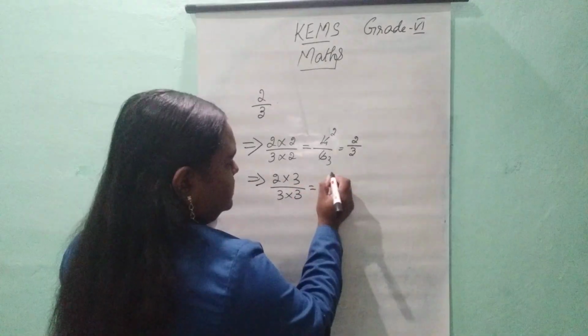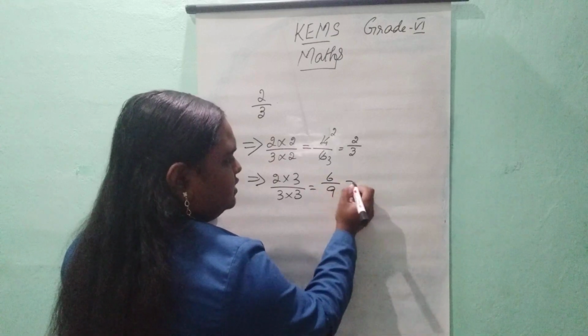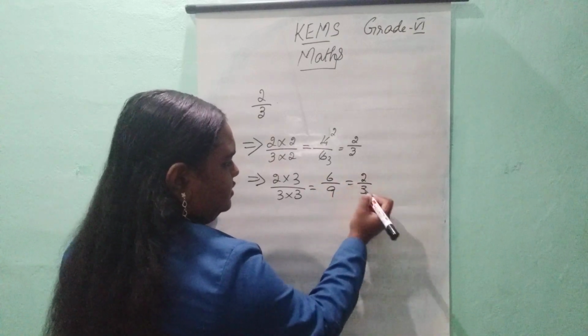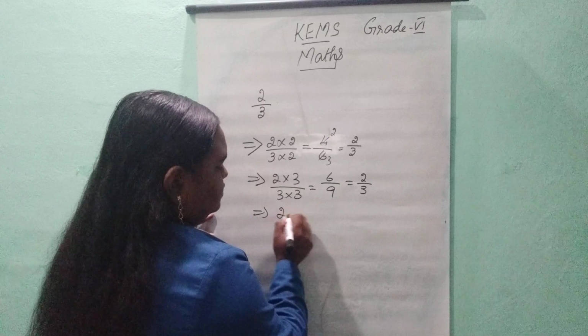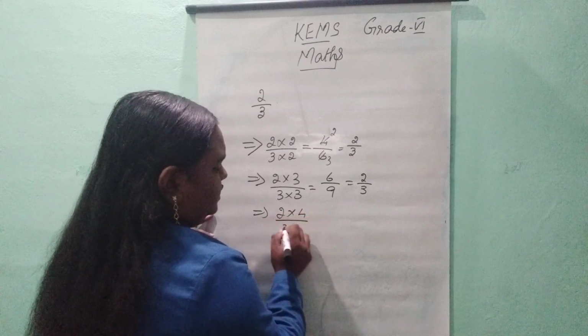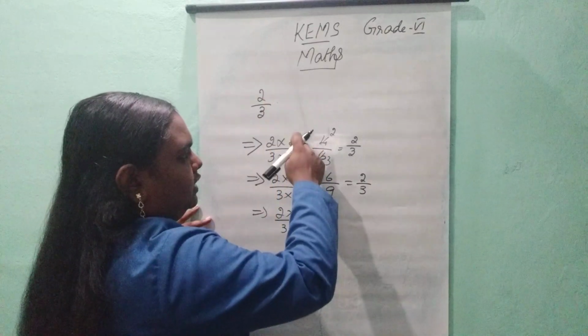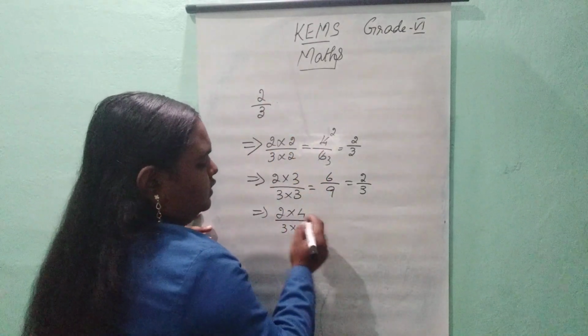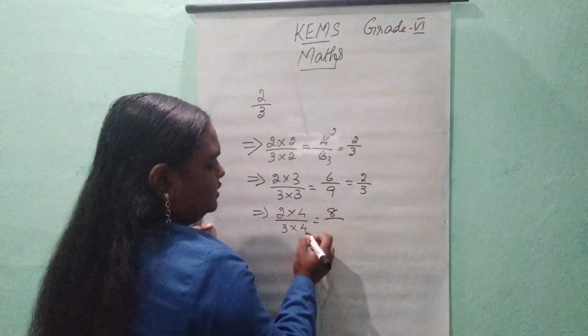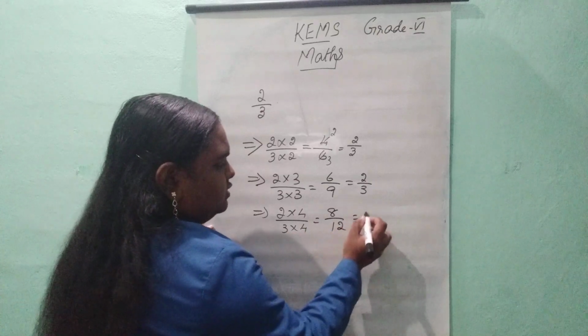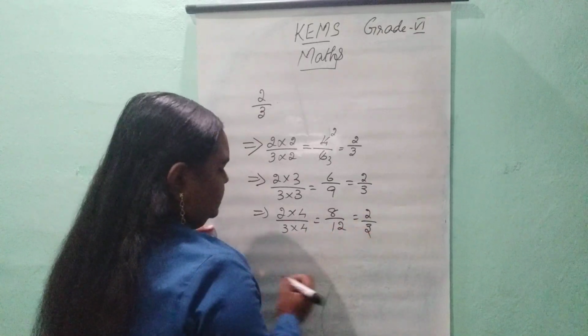So 3 2s are 6, divided by 9. So the answer is 2 by 3. Next one is 2 into 4 by 3 into 4. We are taking the fraction and multiplying 2, 3 and 4. So 4 2s are 8, 4 3s are 12. So the answer is 2 by 3.